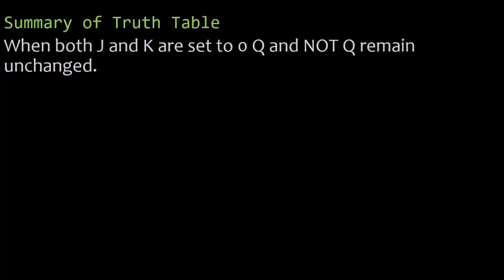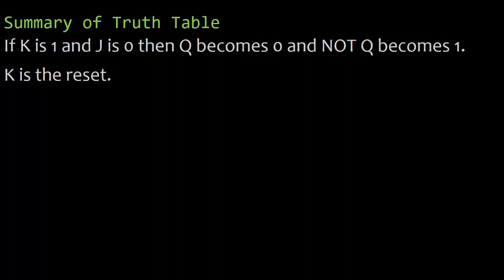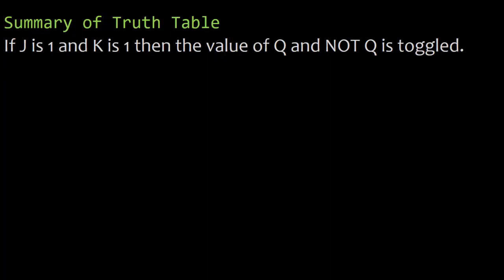Right after we do these, because this is the summary of the truth table. You can jot these down. This will make it super easy. When both J and K are set to 0, Q and not Q remain unchanged. If J is 1 and K is 0, Q becomes 1 and not Q becomes 0. J is the set. If K is 1 and J is 0, then Q becomes 0, not Q becomes 1. K is the reset. We're resetting that state. And then if J is 1 and K is 1, then the value of Q and not Q is toggled, meaning they switch values.